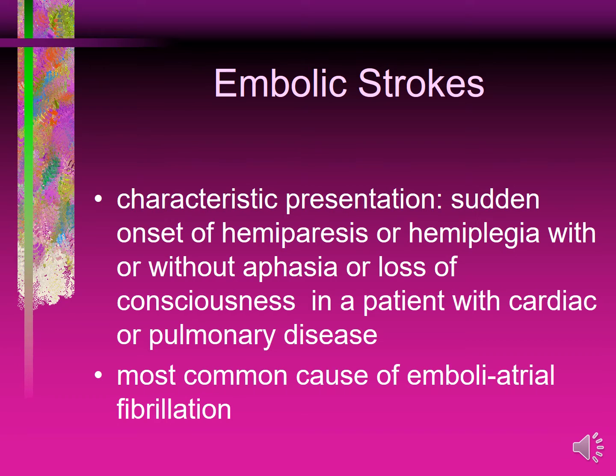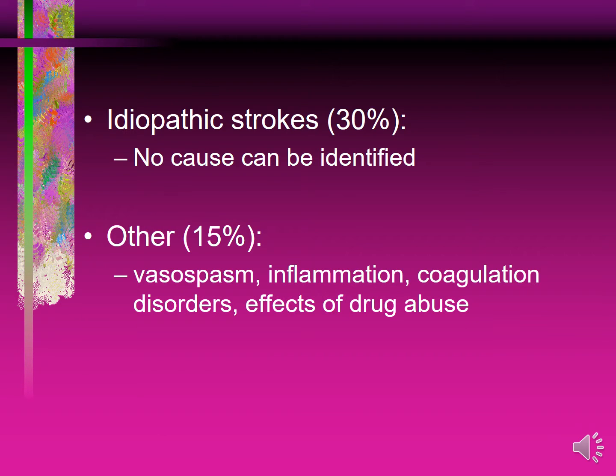Now, the other two big classifications of stroke, besides embolic and thrombotic, are idiopathic strokes, of which 30% come under this classification. And these are the strokes for which no cause can really be identified. And then the other classification, which is about 15% of strokes, are causes such as vasospasm, inflammation, coagulation disorders, and the effects of drug abuse.